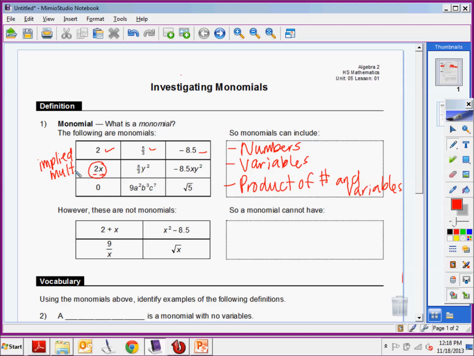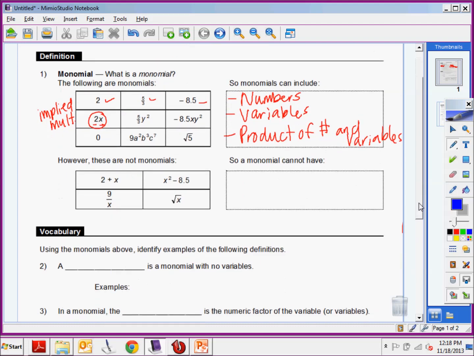Do you all remember that? Now, these are things that are not monomials. This and this are not monomials. They're actually binomials.